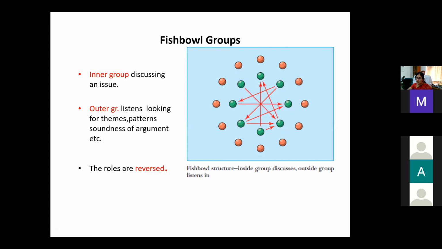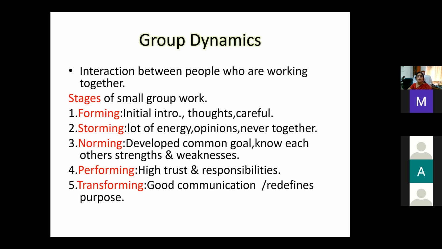So this gives you a way to study the group dynamics also. So what is group dynamics then? It is the interaction between people who are working together in that particular group. So in group dynamics, there are different stages: the initial stage is forming, then the second is storming, then norming, performing, and then transforming.